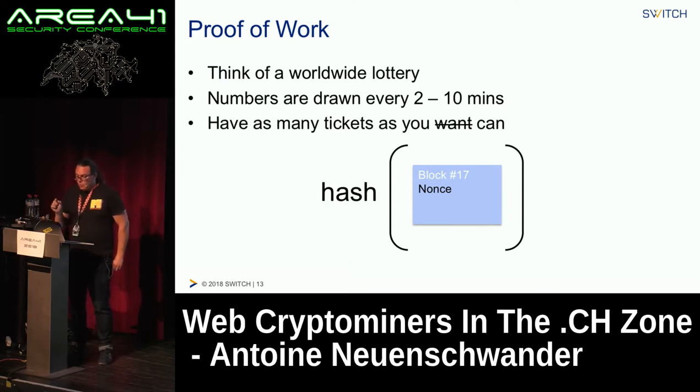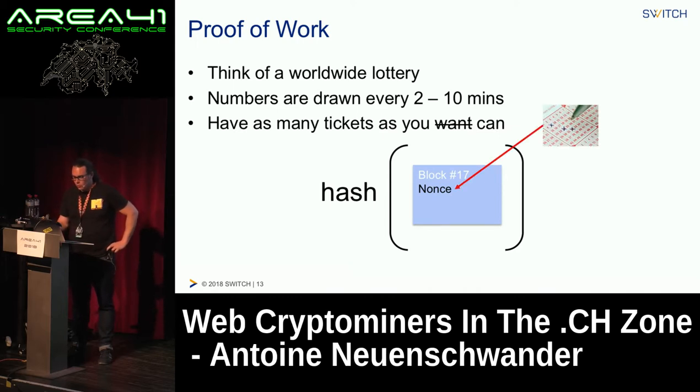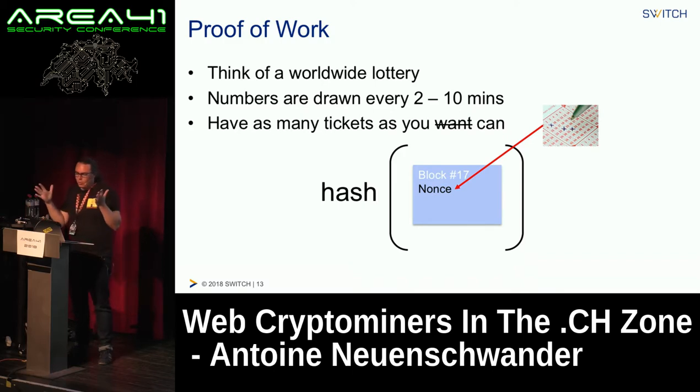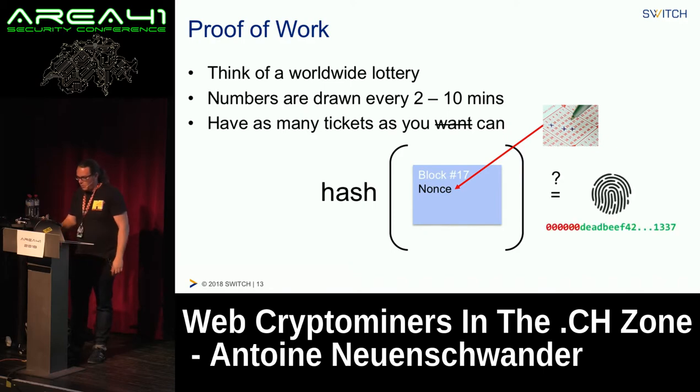So now let's get back to the nonce I mentioned previously. You can think of it as a lottery ticket, but unlike the real lottery, you don't need to buy tickets. You can have as many as you want. You just need to choose a nonce randomly. And once the lottery numbers are chosen, you have a time window of about 2 to 10 minutes, depending on the crypto system, the blockchain system. And you need to find a nonce which will satisfy the requirement of the number of zeros in the prefix of the resulting hash, like this.